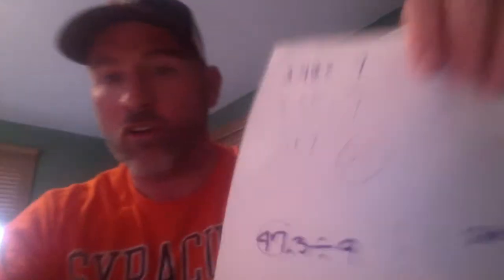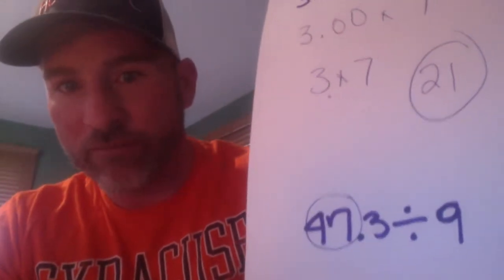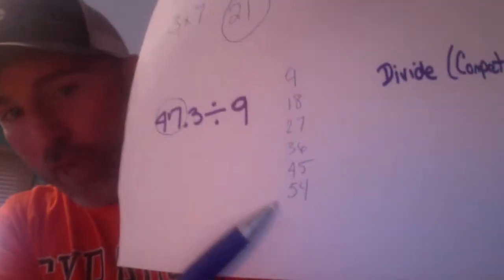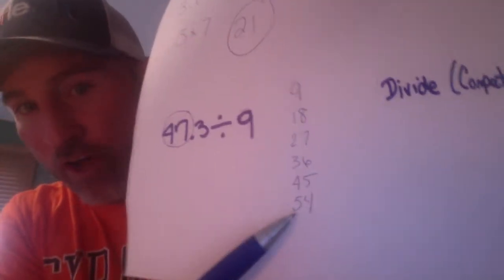I take my 9, which is the divisor here, and I'm going to skip count by 9. If you want to do it with me, you can. 9, 18, 27, 36, 45. You know the next one? 54. Okay, now, I stopped at 54. The reason why I stopped at 54 is because the number they gave me was 47. If I keep going, I'm already past the estimate. I'm already higher than it.